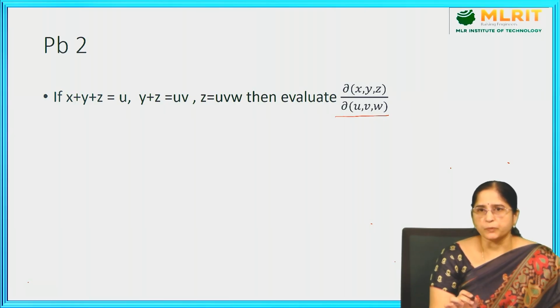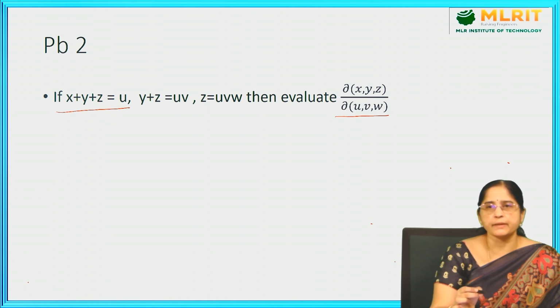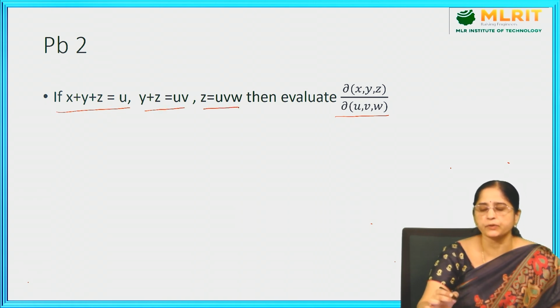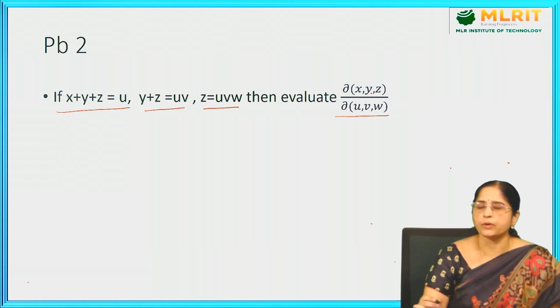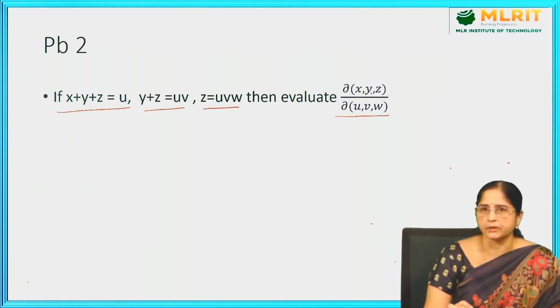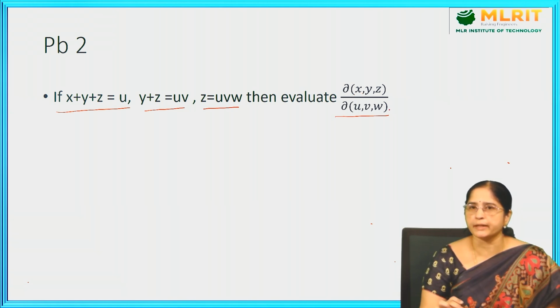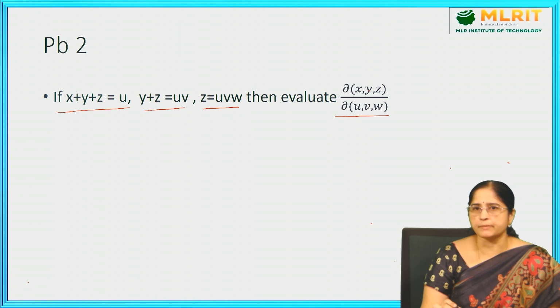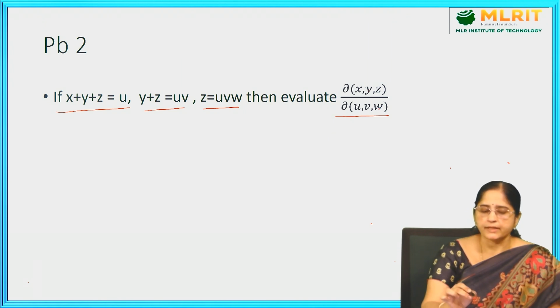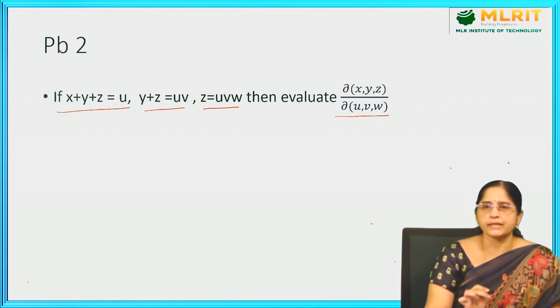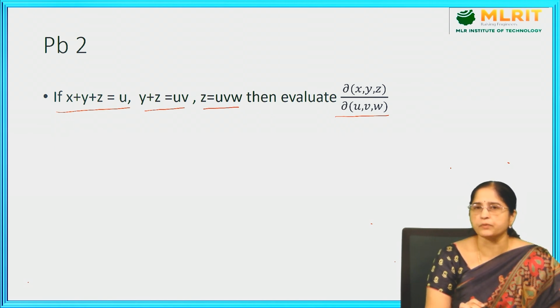Next we will see one more problem. If x plus y plus z equal to u, y plus z equal to uv, z equal to uvw, then evaluate ∂(x,y,z)/∂(u,v,w). First, if you want to calculate ∂(x,y,z)/∂(u,v,w), x, y, z must be functions of u, v, w. First, we check if x, y, z are in terms of u, v, w or not. So here x, y, z are not functions of u, v, w. That's why first we have to convert x, y and z into functions of u, v, w.